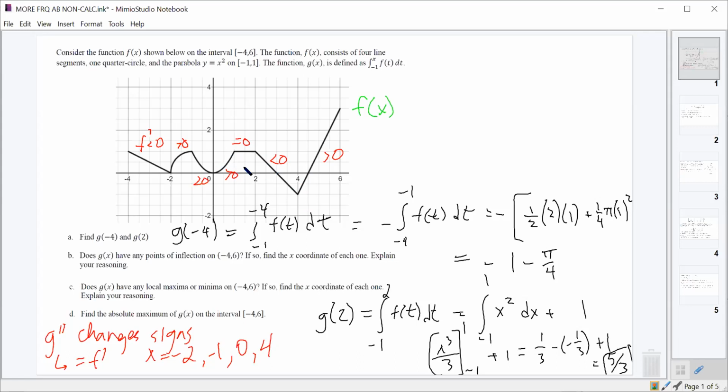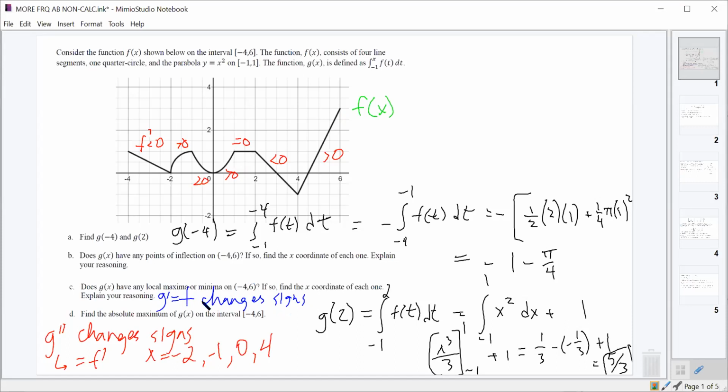Okay. For part C, to find the maxes and mins, that means that G prime, which is F, changes signs. And note, some people put endpoints also, which would be good if this was a closed interval, but this is an open interval, so you should not be including the endpoints on that. If it was a closed interval, then sure, look at the endpoints and figure out if they're local maxes or local mins. But in this case, it's an open interval, so you don't have to worry about that.